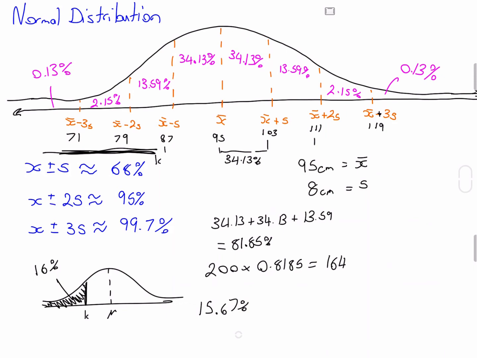So we could say that therefore K is 1 standard deviation below the mean. Therefore, K is going to be equal to 95 minus 8, which is just equal to 87 centimetres. So we'd expect that roughly 16% of all the footballers are going to have a chest measurement of less than 87 centimetres.